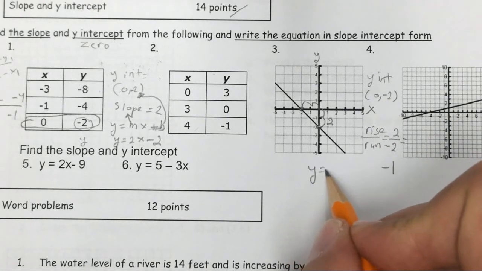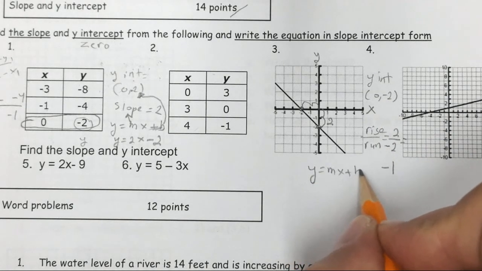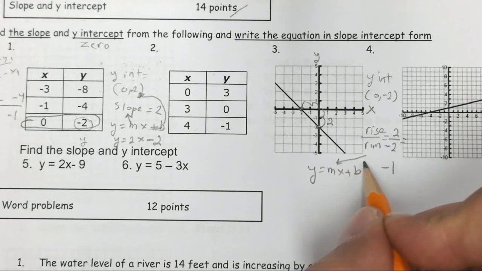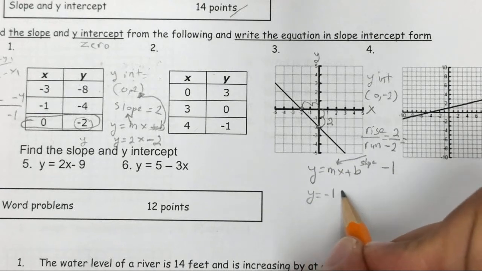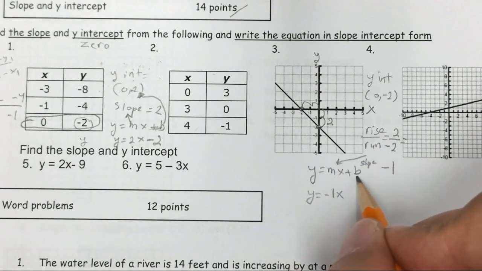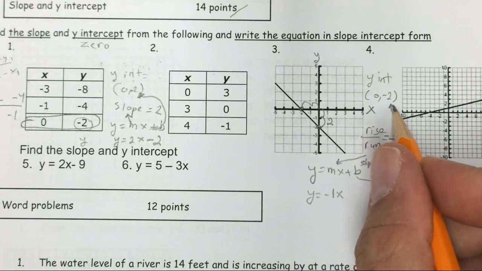So now I'm able to go ahead and put it into the formula. Again, this is your slope. The number always next to the x is your slope. y equals negative 1x. And the y-intercept is the b, minus 2.